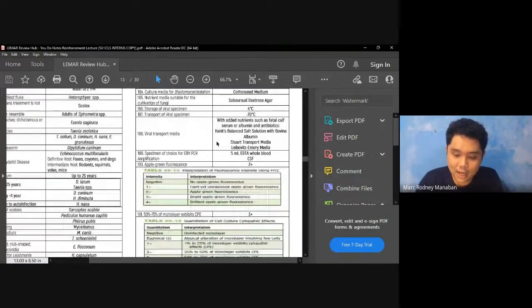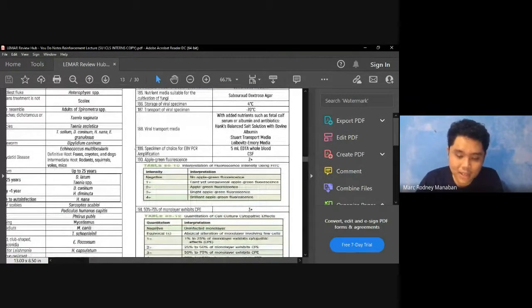Alright. Okay. Again, for virus, this one, number 189, this is a recall sa home boards. I think they got it sa micro, na-shock ko, oh my God, what is this? So what is the specimen of choice for EBV PCR amplification? Basta mga nucleic acid testing, the best sample is EDTA blood. So 5 ml of whole blood ang na-add dito sa choice, alright? And CSF is a possible other specimen.